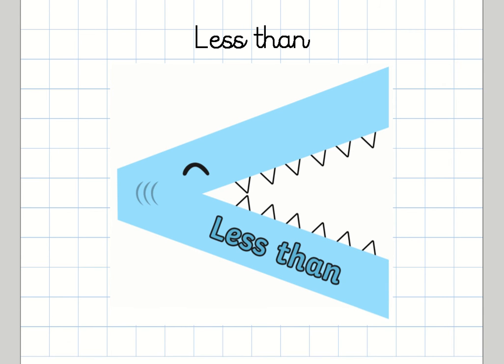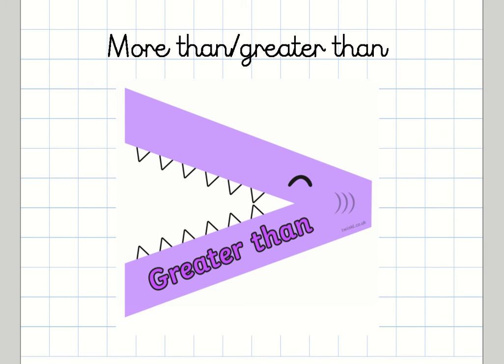So this symbol is the less than symbol, and what that means is that the number that you put on the left hand side is less than the number you put on the right, because remember the mouth of the crocodile eats the largest number. We then have the more than or greater than symbol, and again we have the mouth eating the largest number, so now the largest number comes first, which is why we say that this number would be more than or greater than the number on the right.